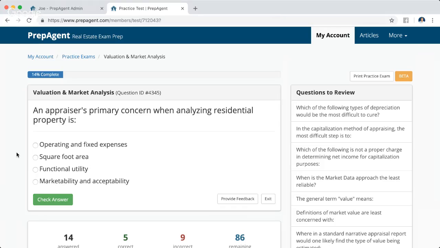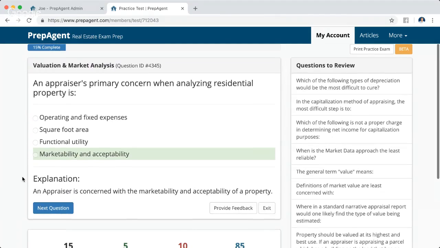An appraiser's primary concern when analyzing residential property is A, operating and fixed expenses, B, square foot area, C, functional utility, or D, market and acceptability. What do you guys think? And the answer is D, marketability and acceptability.